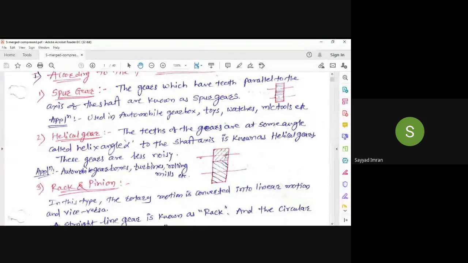What is the advantage of this helical gear? Spur gears are somewhat noisy, as you can even observe when you play with toys, whereas helical gears are less noisy because of this helix angle. Okay, so where is it used? It is used in automobile gearboxes, in turbines, in rolling mills, etc.